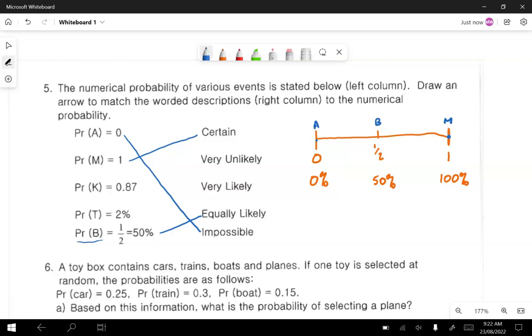And then we can see the other two are very likely and very unlikely. 2% is not very big, is it? So let's make that very unlikely. That's going to be way down here somewhere. So that one would be T. And the probability of K is very likely. 87% is quite a lot. So that's going to be way up here somewhere. You don't need to draw it on a number line. I've just done that to sort of try and help you guys visualize it a bit.